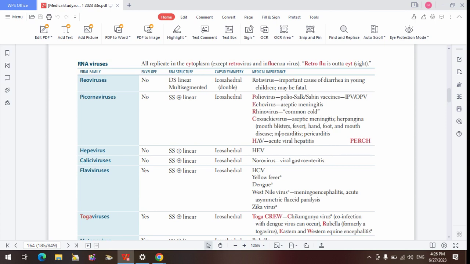So what does it typically cause? It causes aseptic meningitis, just like echo. Another thing that can cause aseptic meningitis too is polio. So I should not forget that. So let me go back again.